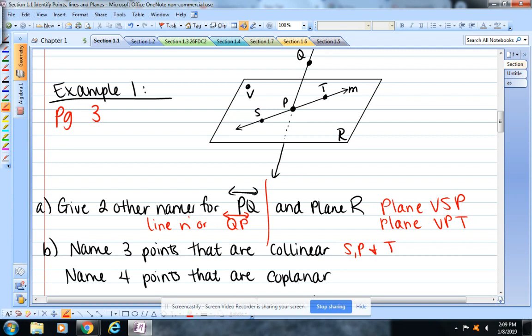And it said also to give me 4 points that are coplanar. What does coplanar mean? In the same plane. Now, question, is Q in plane R? No, so any points besides Q will work. And obviously R is not a point because it's just the name of the plane. So give me 4 points that are in the plane R. Very good. VSPT. Y'all are doing great.